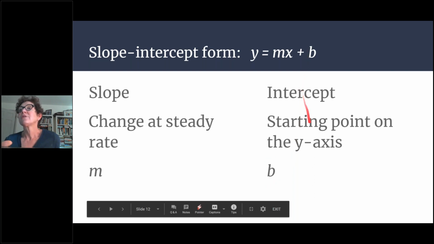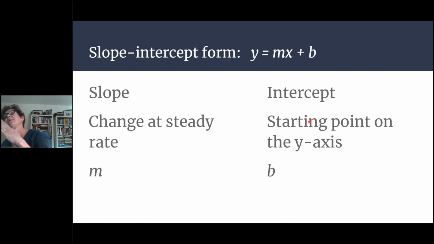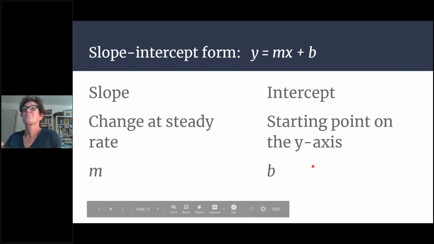So there is actually an x-intercept in a linear equation too, where the line crosses the x-axis. But in this case, when we're talking slope-intercept, we're talking about the y-axis. We're talking about the y-intercept. I know the y-intercept, my starting point, and I know the rate of change. I can find any point on the line.